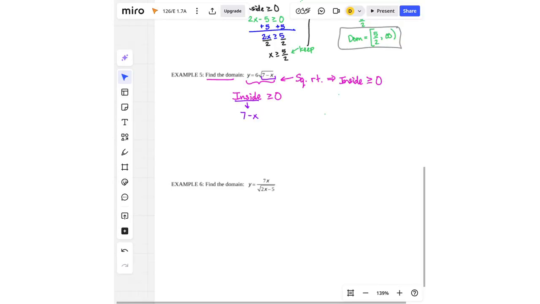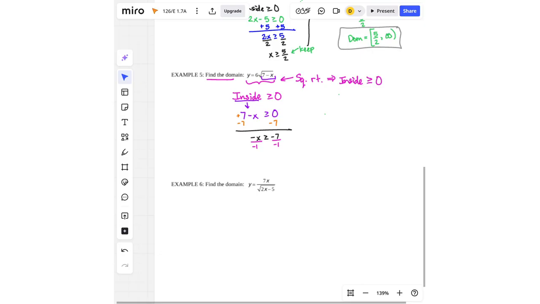All right, so the inside, 7 minus x, is greater than or equal to 0. Now this is an inequality that we can solve. To solve this, I'm going to move the 7 over. Notice this is positive 7, so you're going to move it over by subtracting 7 from both sides. 7 minus 7 cancels, so we're left with negative x is greater than or equal to 0 minus 7, which is negative 7. To finish solving this, we're going to divide both sides by negative 1.